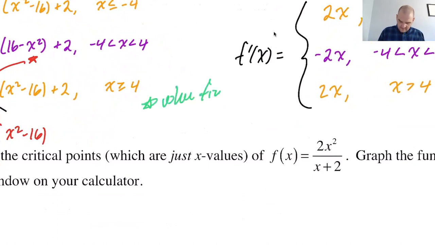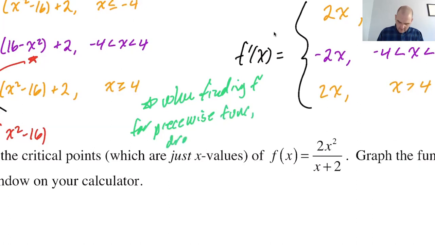When finding f prime for a piecewise function, too much going on. That's like 3,000 little dots. For a piecewise function, drop equality, check. And then sometimes you can add it back in, but most of the time you can't.